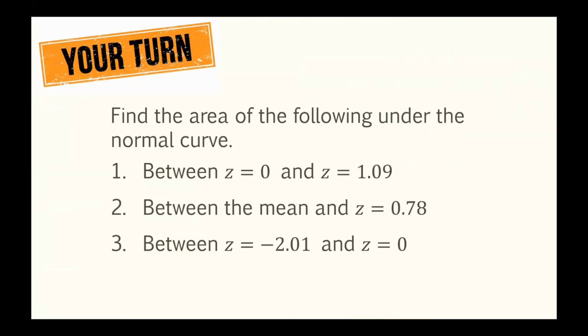Now, it's your turn. Find the area of the following under the normal curve. There are 3 items. Number 1, between z equals 0 and z equals 1.09. Number 2, between the mean and z equals 0.78. And number 3, between z equals negative 2.01 and z equals 0.